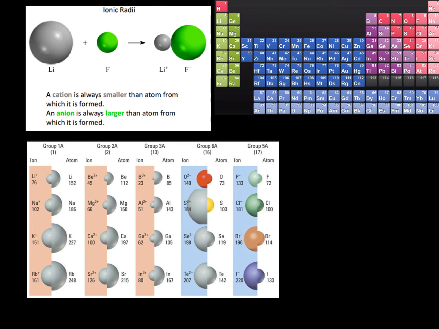You also have more protons compared to your number of electrons, and everything is going to get pulled in a lot more. Anions are the exact opposite. We now have more electrons than we do protons. That proton pull becomes less. It's able to pull in the radius by less. Therefore, for an anion, it is always larger than the atom.